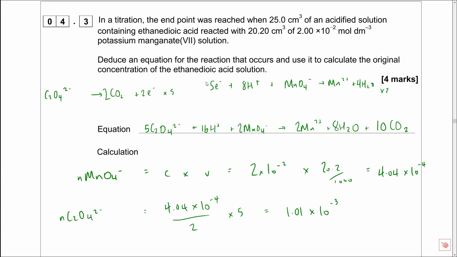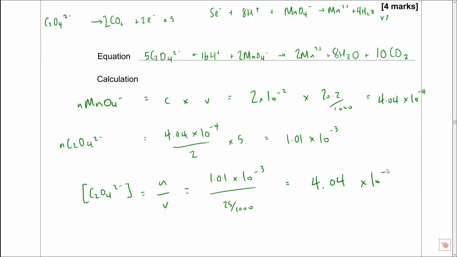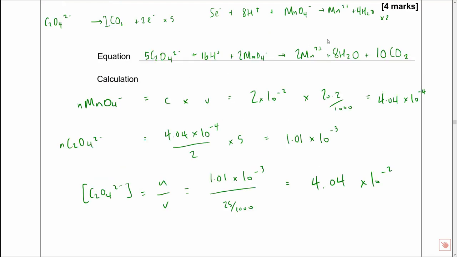Finally, I'm looking to calculate the original concentration of the ethanedioic acid solution. Initially, I had 25 centimeters cubed. So there's my moles value. I'm going to do concentration as moles over volume. So it's going to be 1.01 times 10 to the minus 3, divided by 25 over 1,000, and that should give me 4.04 times 10 to the minus 2 mole per decimeter cubed. Original concentration. Not too bad. That's probably the most difficult bit about this. And then it's just quite a simple ratio calculation going through.